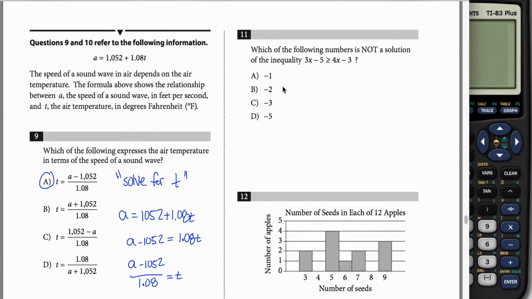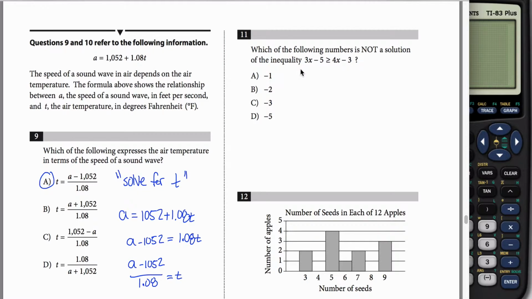Which of the following numbers is not a solution of this inequality? Few ways you could solve this one. One thing you could do is just plug these values in for x and figure out which ones yield true statements and which one yields a false statement, because I'm looking for which one is not a solution. Sure, that's one way you could do it. Another way, since you probably don't need me showing you how to plug numbers into a calculator, is you could solve this.